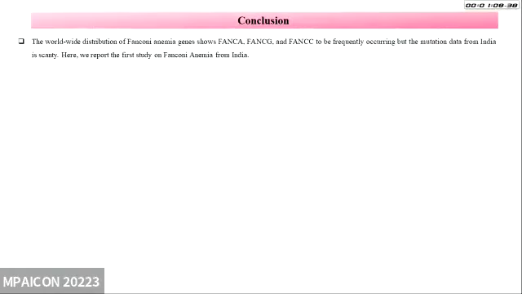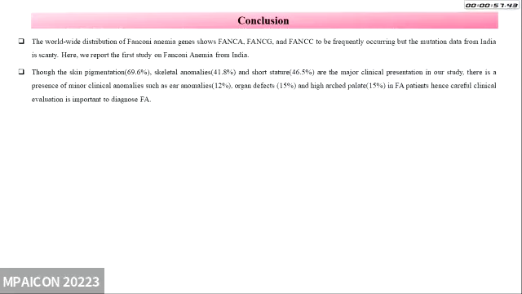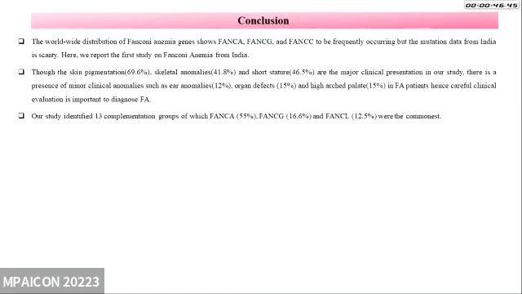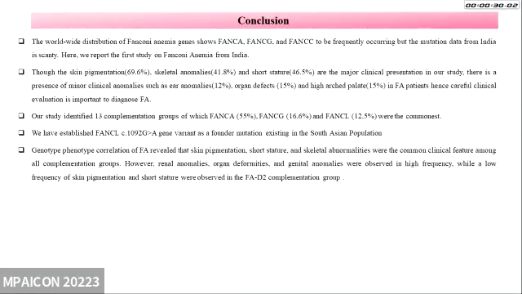So to conclude my study, the worldwide distribution of Fanconi anemia genes showed FANC A, G, C to be frequently occurring, but the mutation data from India is scanty, and here we report the first large series of Fanconi anemia from India. Though skin pigmentation, skeletal anomalies, and short stature are the major clinical presentation, there are minor clinical anomalies such as ear and organ defects and high-arched palate. Therefore, it is important to carefully evaluate these patients. We could identify 13 complementation groups, with FANC A, G, and L being the commonest. We established FANC-L c.1092G>A as a founder mutation existing in the South Asian population.